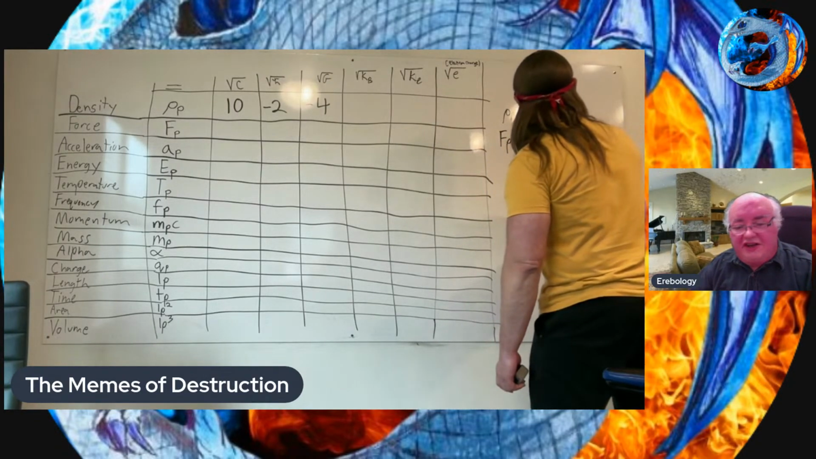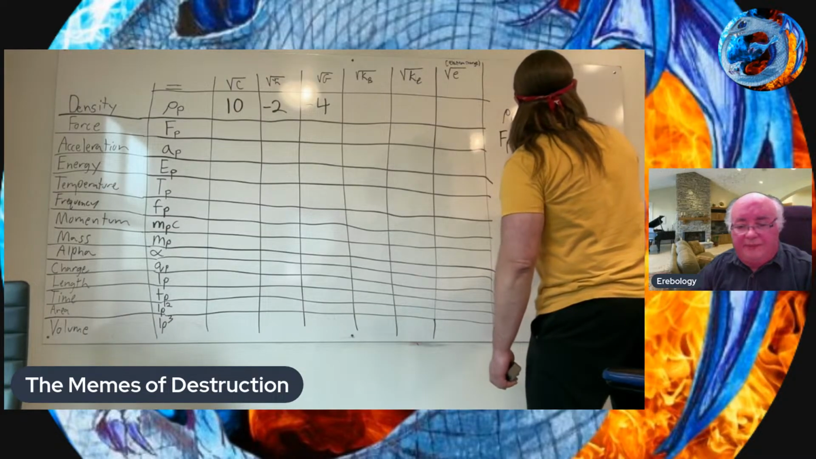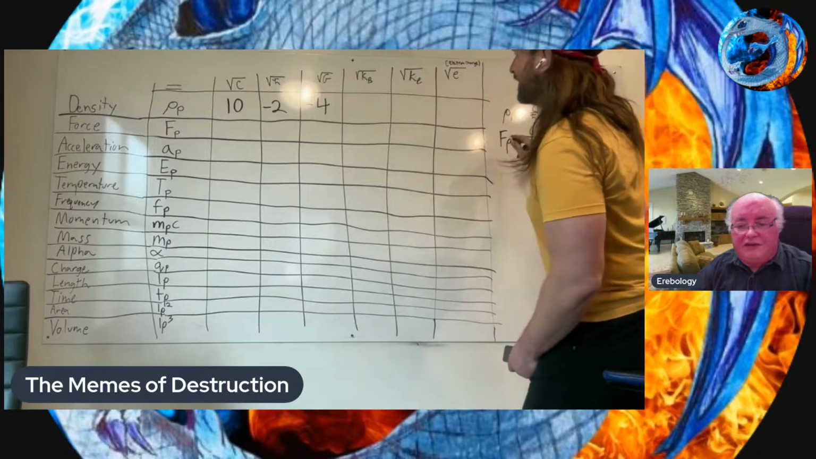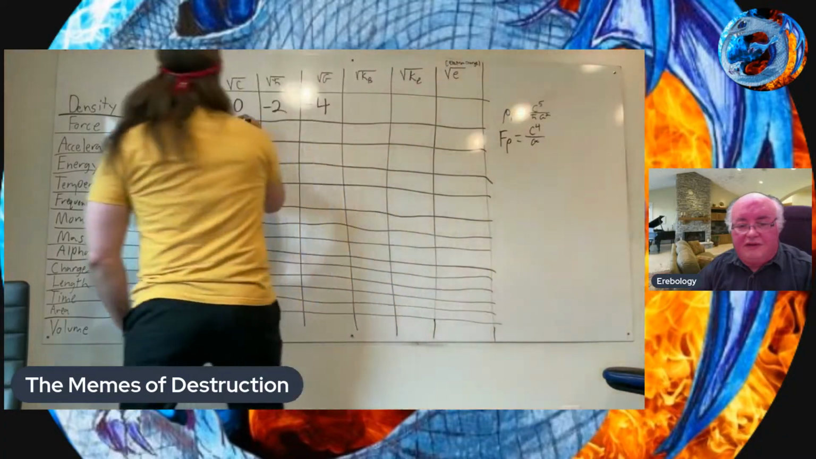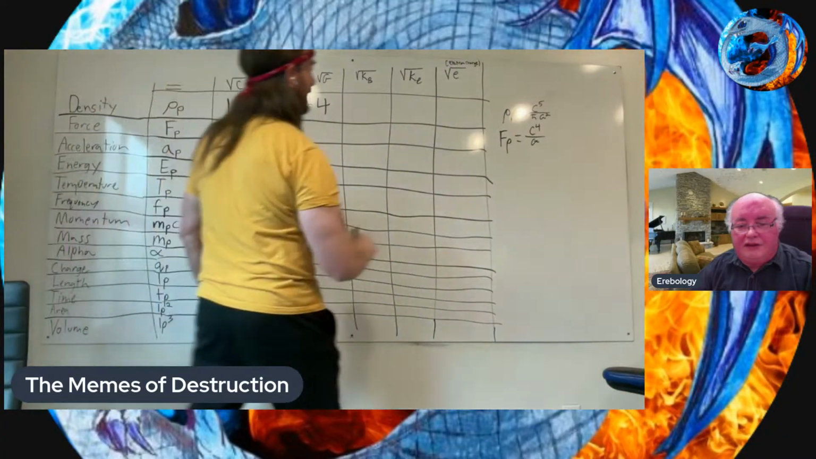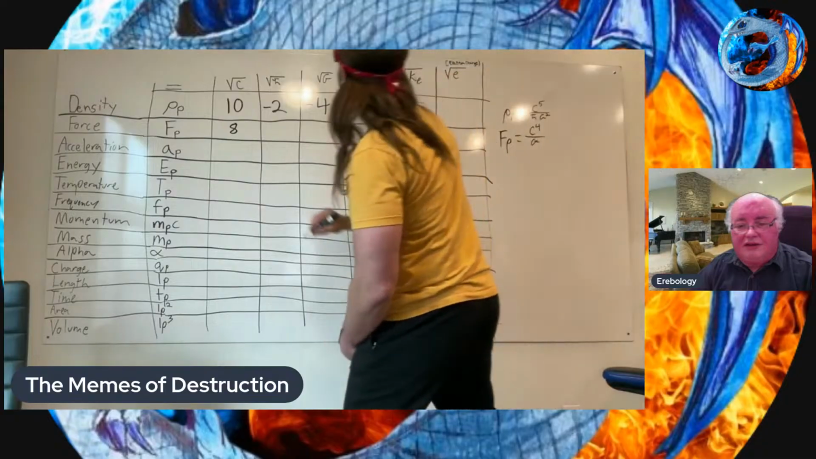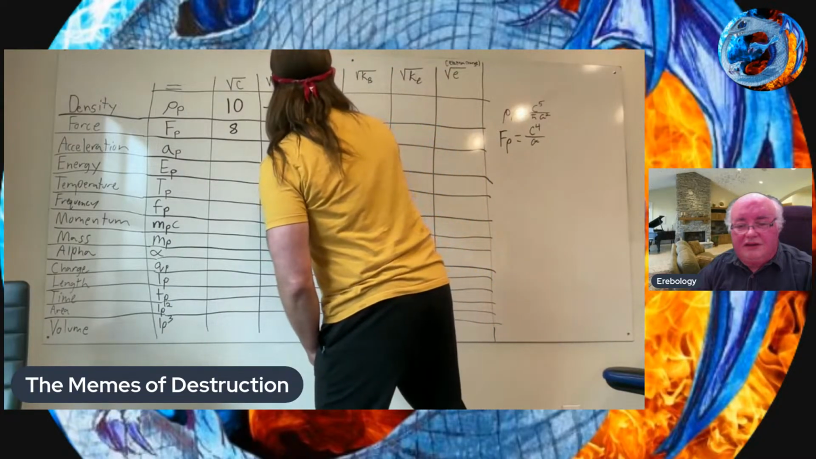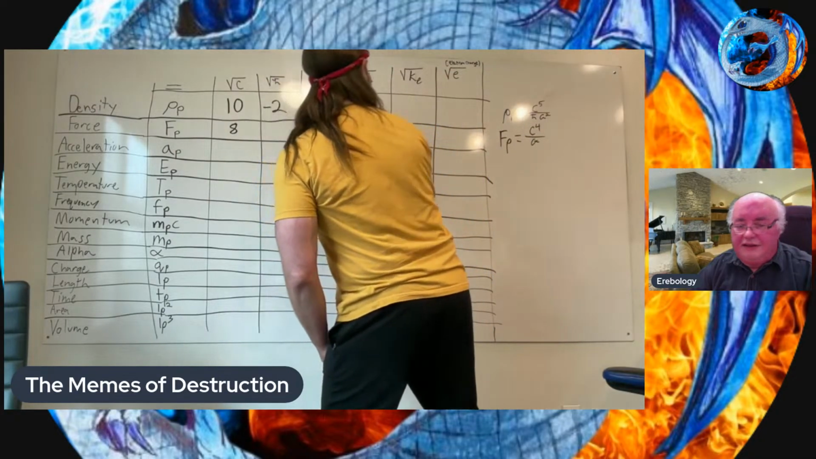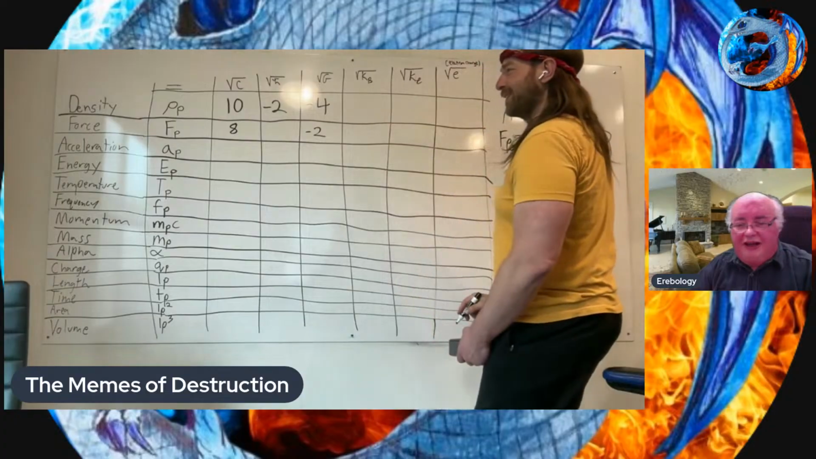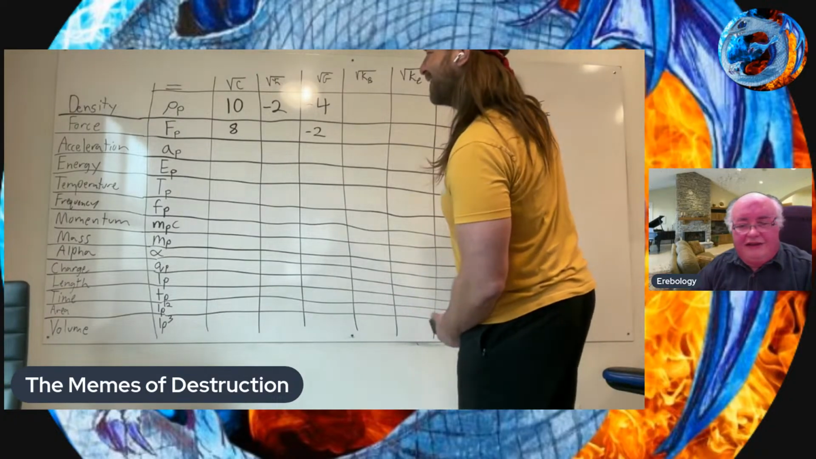Okay, so force is c to the fourth over G. So in this case, we have 8 over here, and that's in the denominator, so that'd be minus 2 G's. Okay, I'll take off the square root and it's 4. All right, and then acceleration.